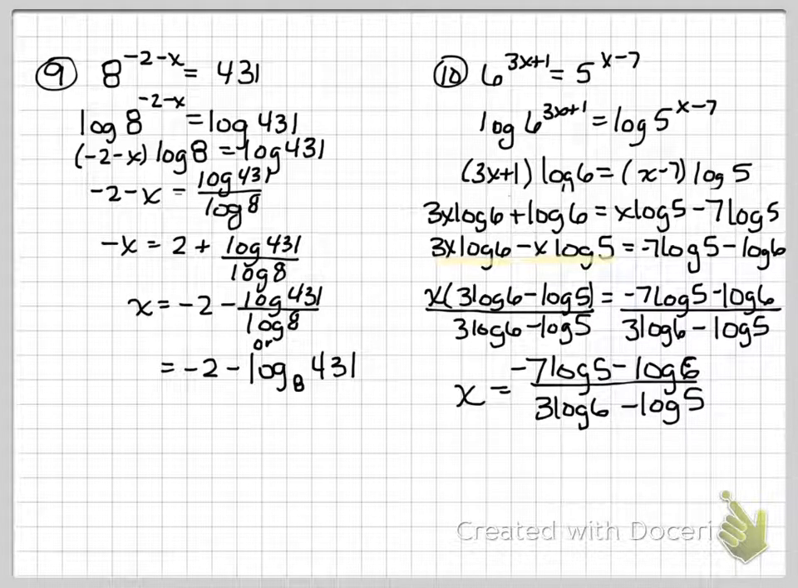Okay, let's move on to number 11. Okay, number 11. This one's not going to take us nearly as long. Alright, so let's get going. And that is 400 over 1 plus e to the negative x equals 350.